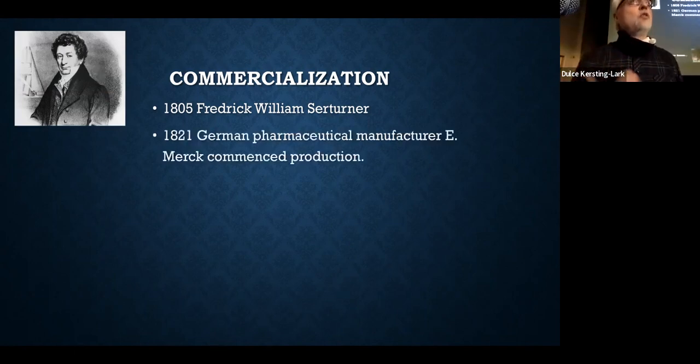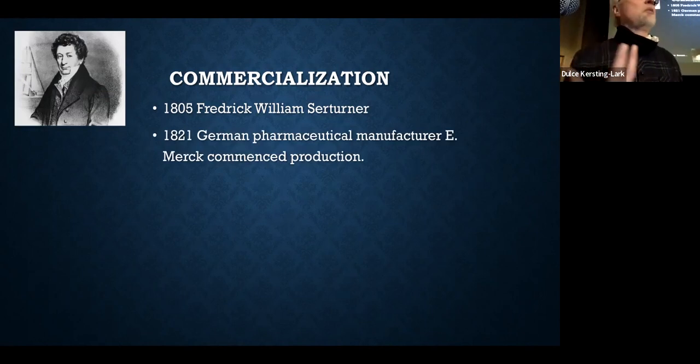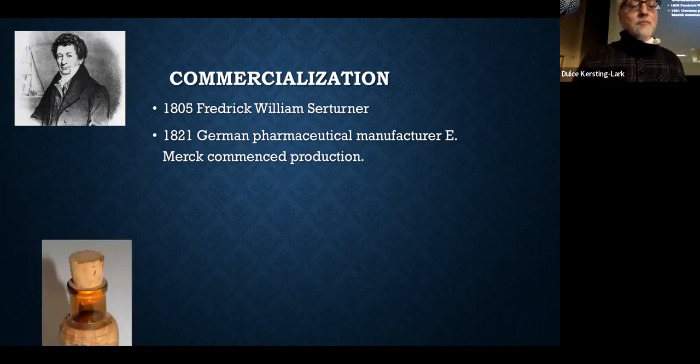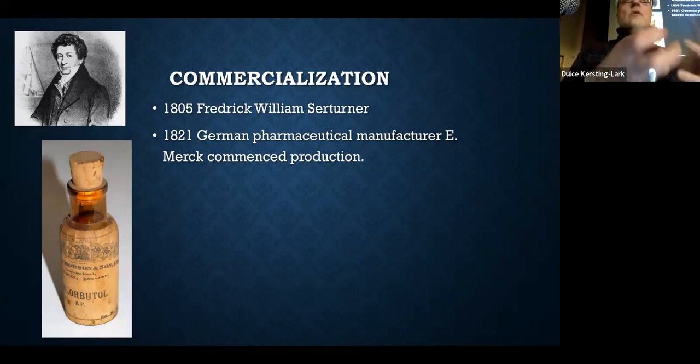And by 1821, the pharmaceutical company E. Merck, which is a German pharmaceutical company and is still a major pharmaceutical company in the world, commenced production of morphine. And they start mass producing morphine and selling it out. And how they used it at first until the mid 19th century is you either smoked morphine or you drank morphine. So you mixed it in a tincture and you put it in alcohol or other drinks, or you could mix it with tobacco, crystallize morphine and mix it with tobacco and smoke it, or just smoke the morphine by itself.